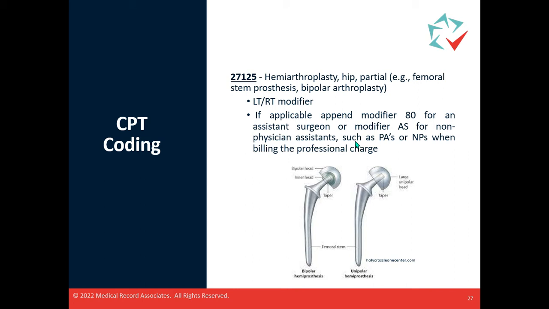Now let's talk about the CPT coding for hip replacements. First up is the partial hip replacement, 27125. Be sure to assign the appropriate laterality modifier. And for pro fee billing, if an assistant is used, you want to make sure to bill for that assistant with an 80 or an AS modifier, depending on their credentials.